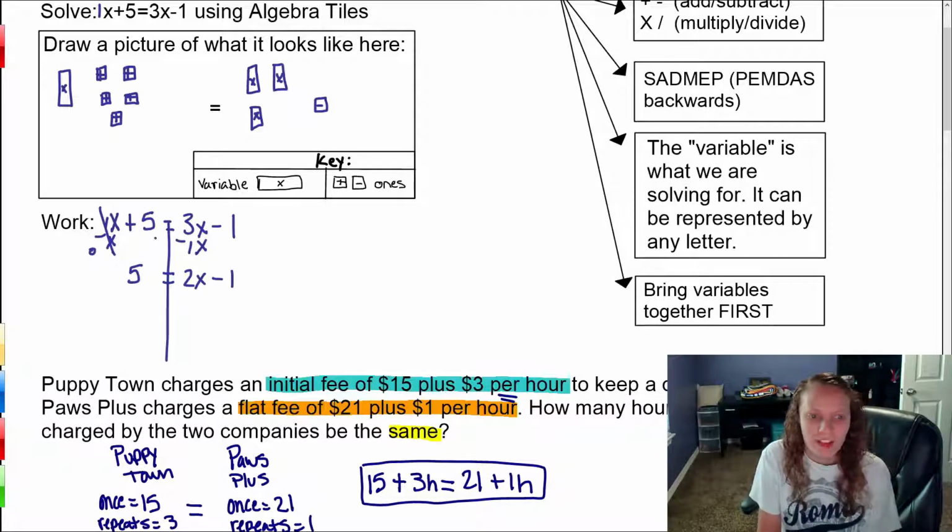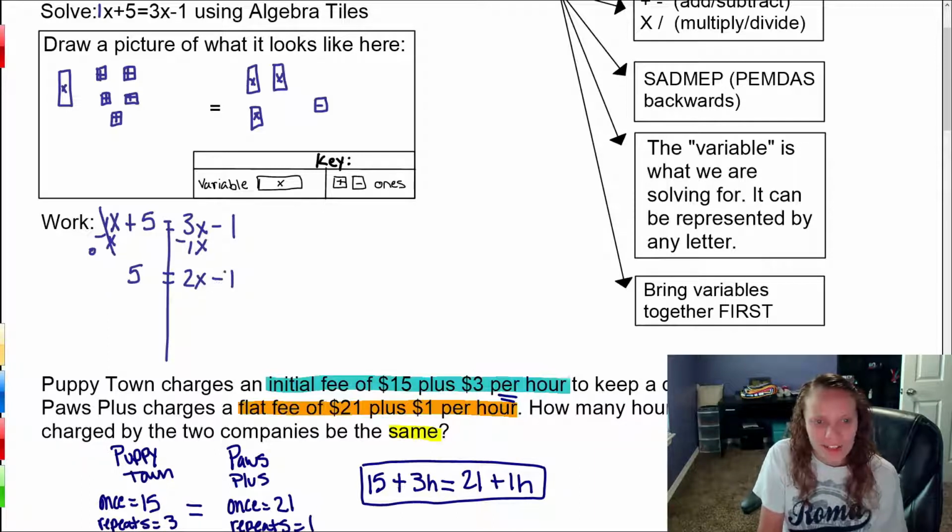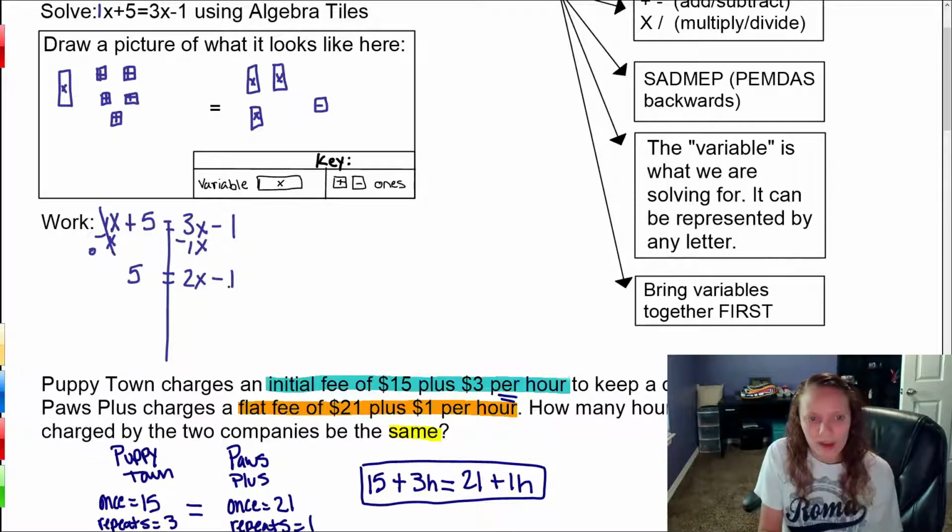Now this is just a normal two-step equation from here on out. I see a minus 1 that I want to get rid of, because again our goal is to get x or the variable by itself. So this is minus 1, the opposite of minus is plus. I'm going to add 1 on both sides. Negative 1 plus 1, that cancels out to 0. 5 plus 1 is 6. And then we're left with 2x equals 6.